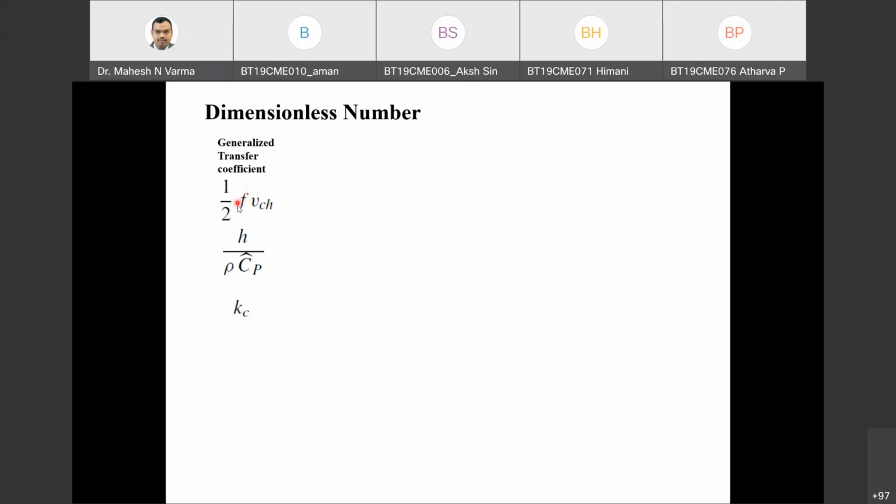What is the unit of friction factor? It will be unitless. Now, this quantity is getting a unit just because of this velocity, meter per second. This quantity is getting a unit because of this H, rho, Cp. All three are involved in the dimension. Kc is in meter per second.